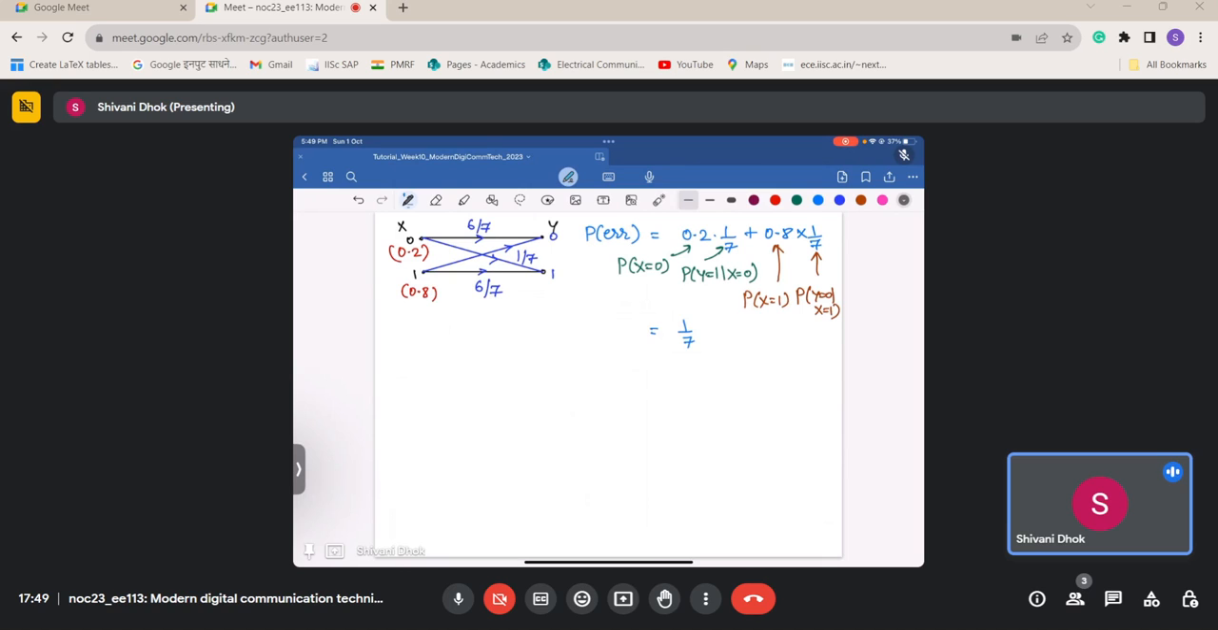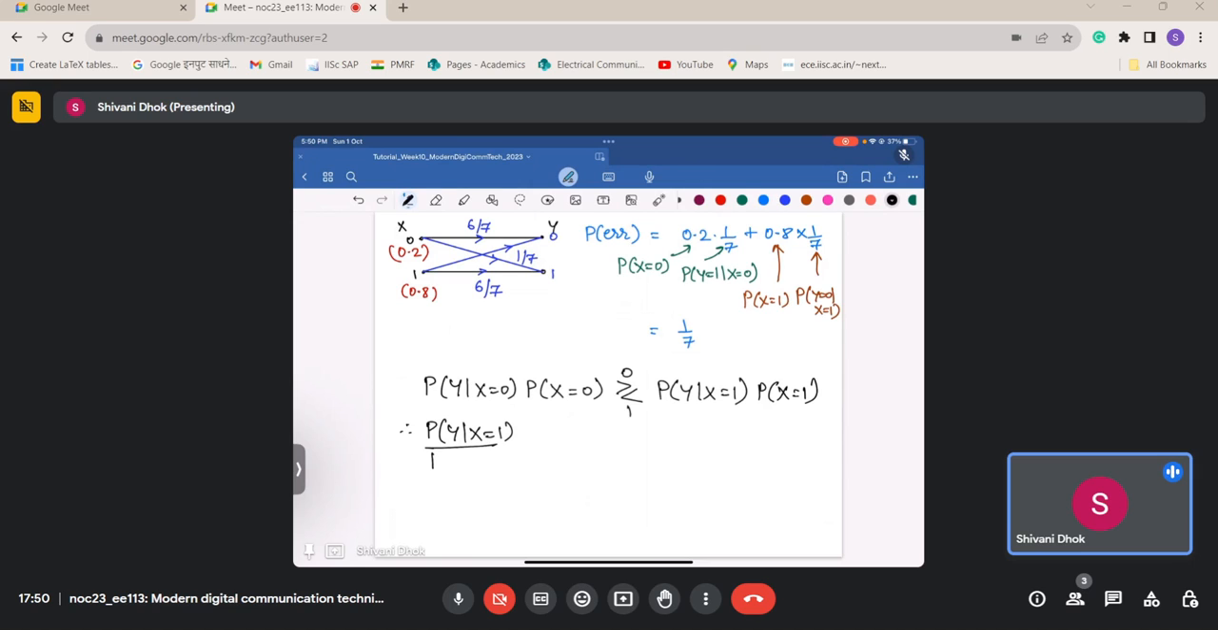So the optimal decision rule is basically: the probability that y given x equals 0 into the probability that x equals 0 is greater than the probability that y given x equals 1 into the probability that x equals 1. Therefore, the probability that y given x equals 1 upon the probability that y given x equals 0 being greater than the ratio of the probability that x equals 0 upon the probability that x equals 1 means decide in favor of 1.